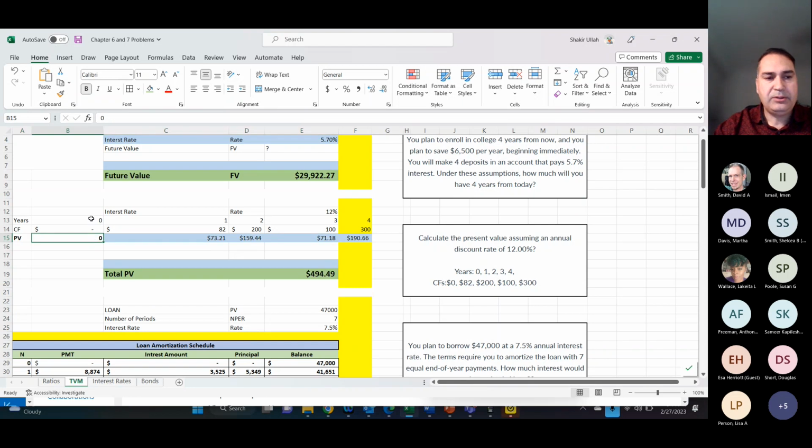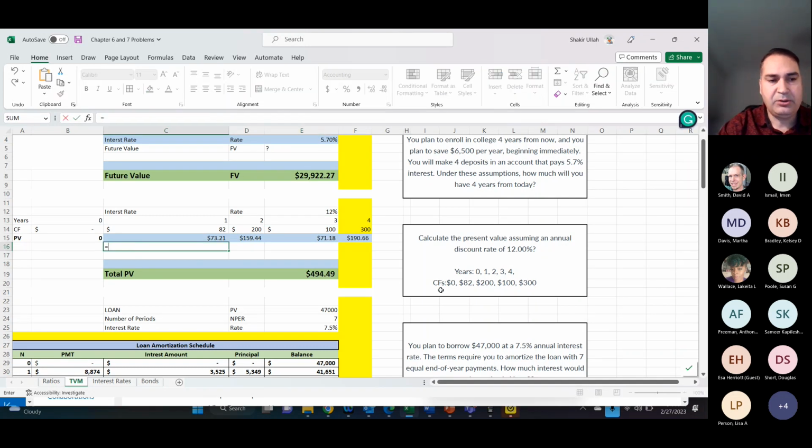Now for the 0 cash payment, it's already taking place at time 0, so that is already 0. We don't have to do anything. But this one has to be discounted for how many years? 82 has to be discounted for 1 year. 200 has to be discounted for 2 years, and this 100 will be discounted for 3 years, and so on, right? So let's do that one by one.